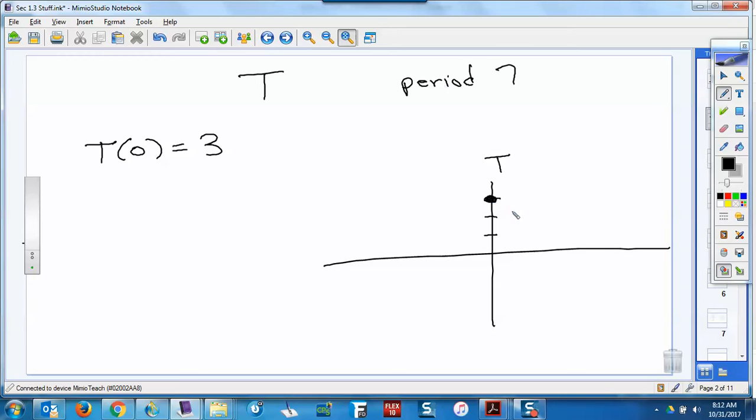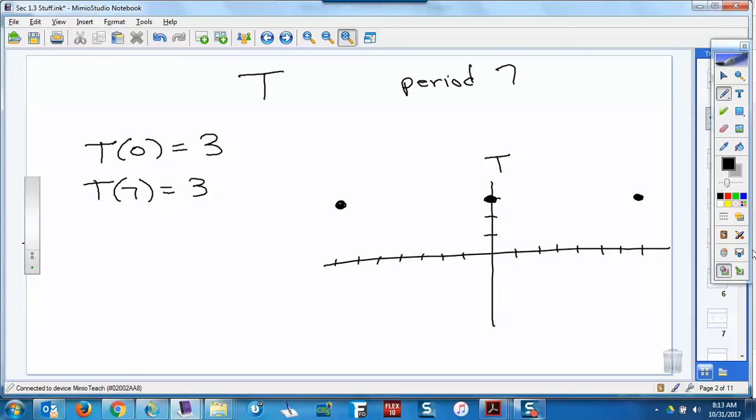And if the period is 7, what does that mean? That means every 7 units, I'm going to repeat that point. That's what that means. And so back here, 7 units, I'm going to repeat that point. I don't know what's going on in between. I have no idea, but I'm going to repeat those points. And so now I don't have room, but what does that mean? That means T of 7 is 3.